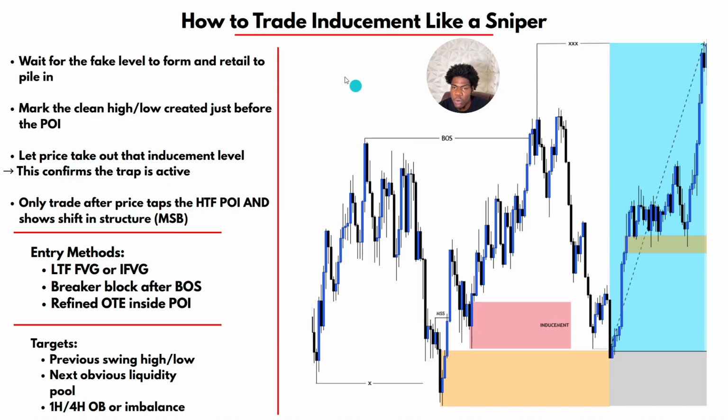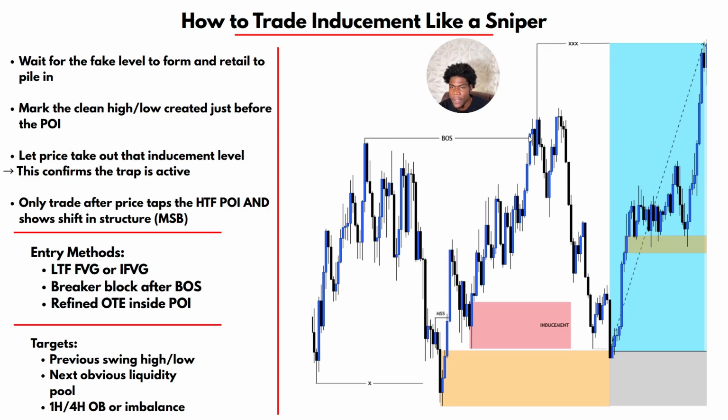The first thing we're gonna go over is to wait for the fake level to form and then for retail to start piling in. You have to let the trade play out, right? Don't think you're missing the real move. A lot of people see this right here and they're thinking this is the real move. This is just the model forming, right? Let price show you its hand, and then you're gonna play the inducement.